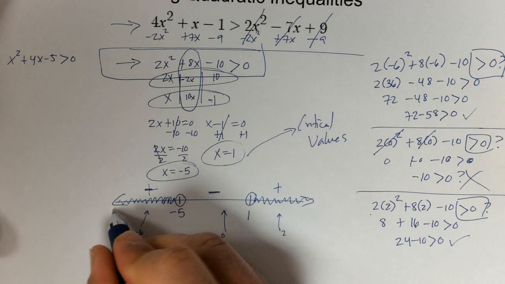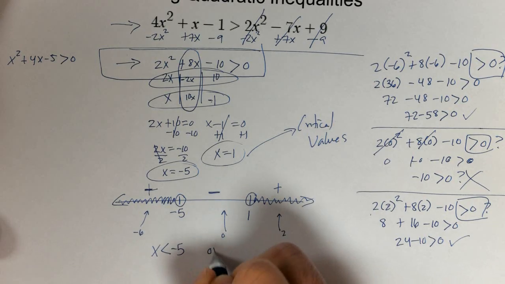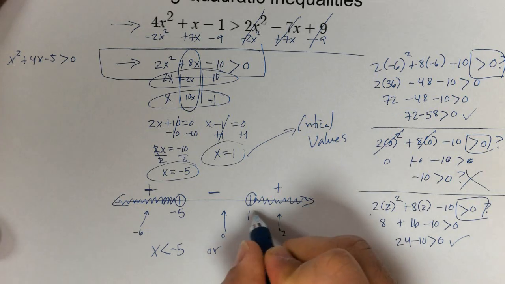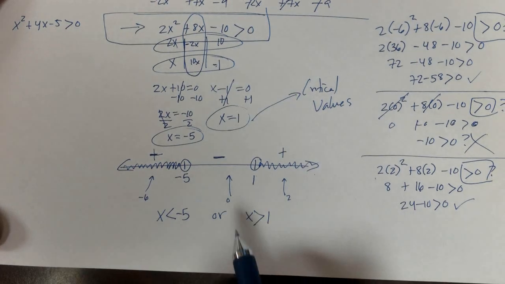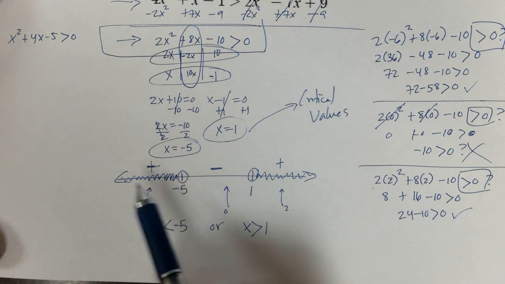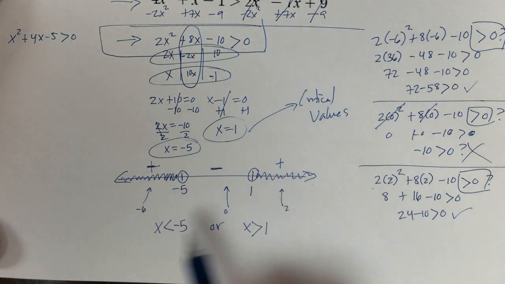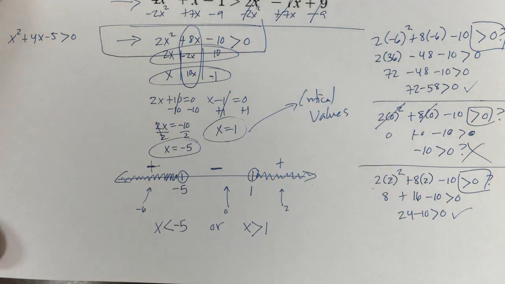If it's everything less than -5, we can say x is less than -5, or x is everything greater than 1. Remember, we want to use the word or here to describe this because a number cannot be less than -5 and greater than 1 at the same time, like say -10. -10 can't be greater than 1. So we use or: it could be in this range of values or in this range of values.